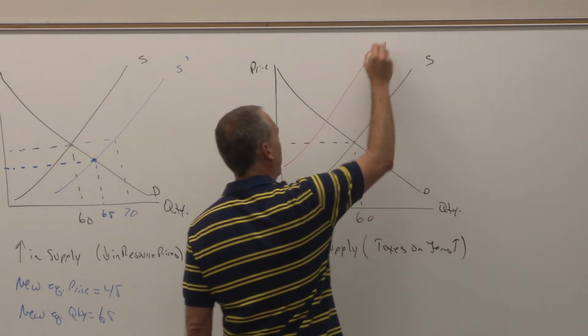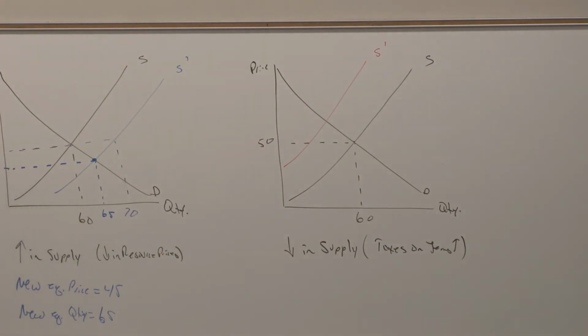Which curves shift up and down in supply and demand curves? None. They never shift up or down. They're always shifting left or right. So we have at a price of 50, how many pairs of jeans do people want to buy? And how many pairs of jeans do firms want to make at a price of 50? Somebody said 40. That sounds good. I heard that.